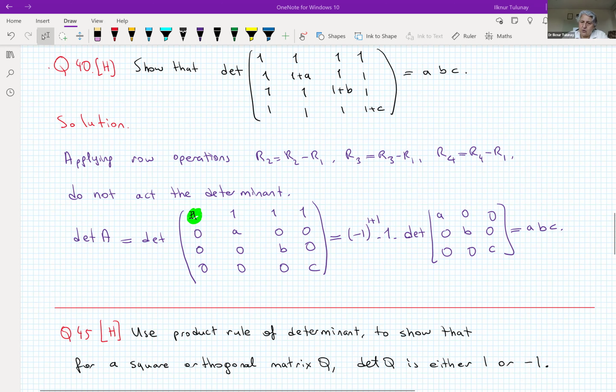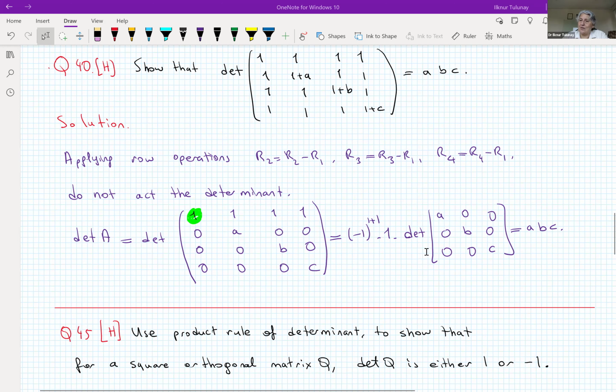Then we are going to remove the first row and first column, and we will look at the minor of this. We call it minor 1,1. Minor A1,1 will give us this matrix, whatever is left here. That is A, 0, 0, 0, B, 0, and 0, 0, C. So that's coming from here to here.